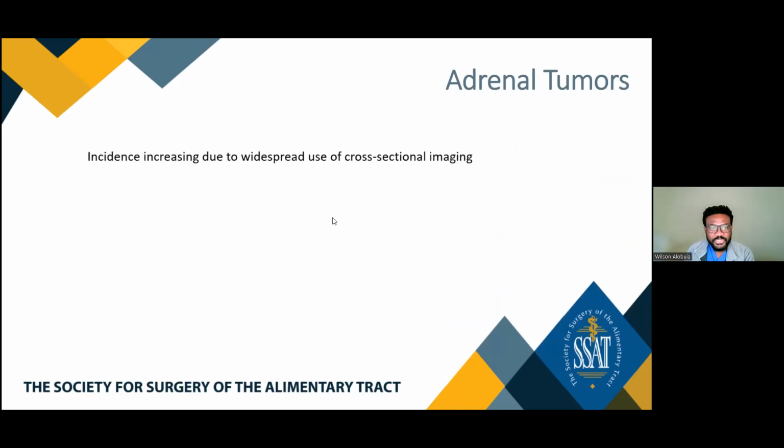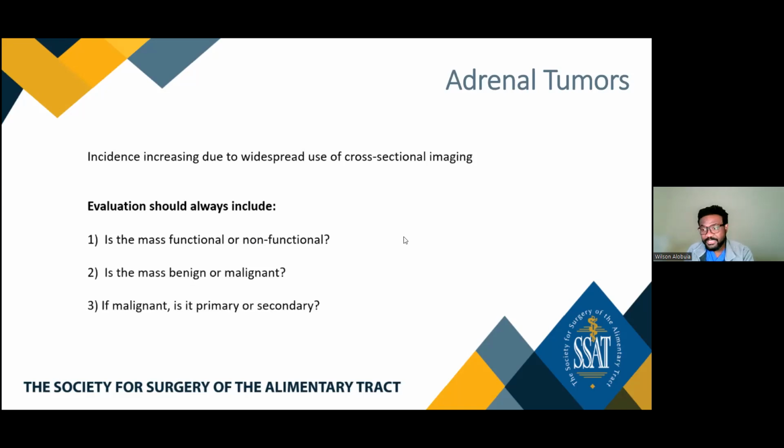So adrenal tumors, we're obviously seeing more of them because of the widespread use of cross-sectional imaging, so a lot of incidentalomas. But it's always important to remember that every time you're faced with an adrenal tumor, there are three main questions you need to ask yourself. One, is this tumor functional or non-functional? Is it benign or malignant? And if it is malignant, is it primary or secondary? Those are the three things you always want to ask yourself when you're faced with any adrenal tumor question.